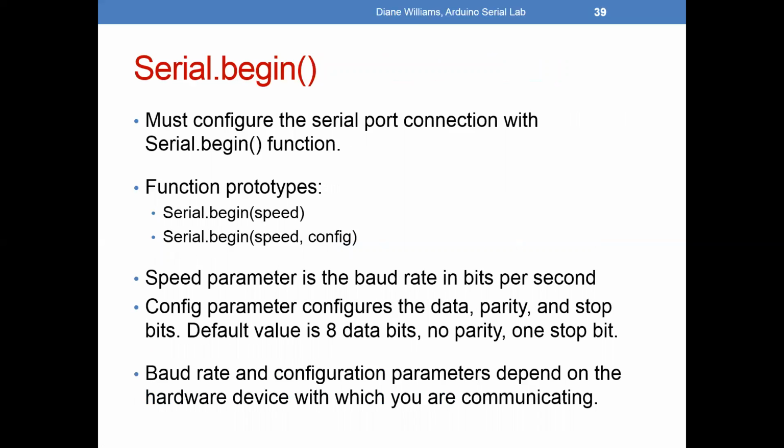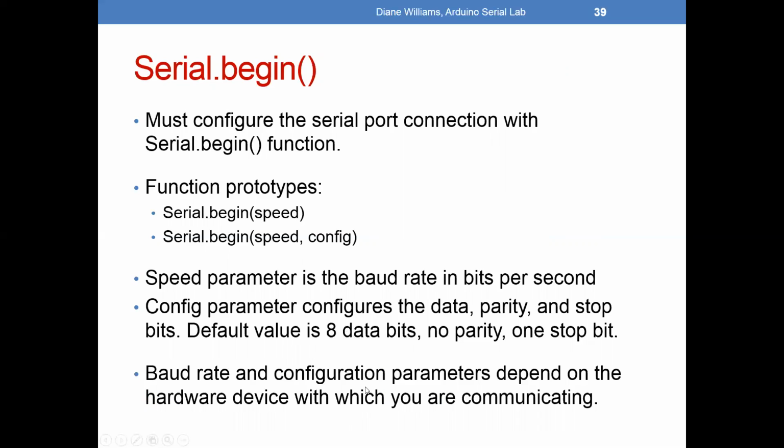The first thing we need to do is configure the serial port connection with a call of the Serial.begin function. There are 2 ways you can do it. You can call Serial.begin and pass it a speed, which is going to be a baud rate. That will use the default configuration of 8 data bits, 1 start bit, 1 stop bit, no parity bit. If you need to configure it differently, you can pass some configuration information that you can find on the reference page. But for our purposes, we're just going to always call Serial.begin and pass it a baud rate using this default information.